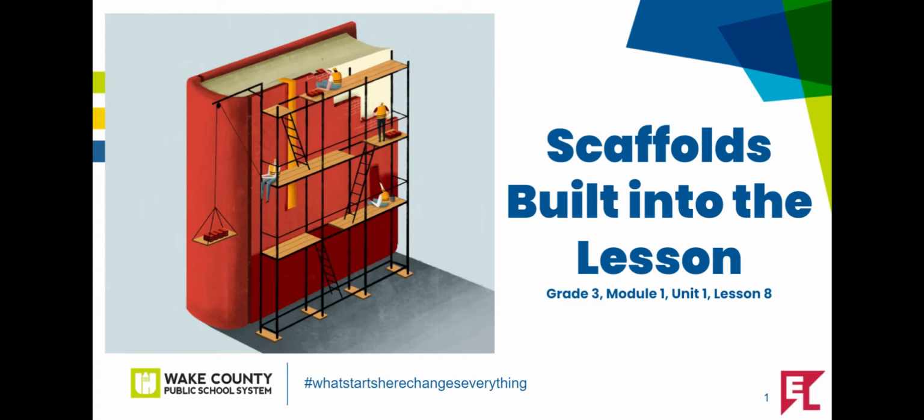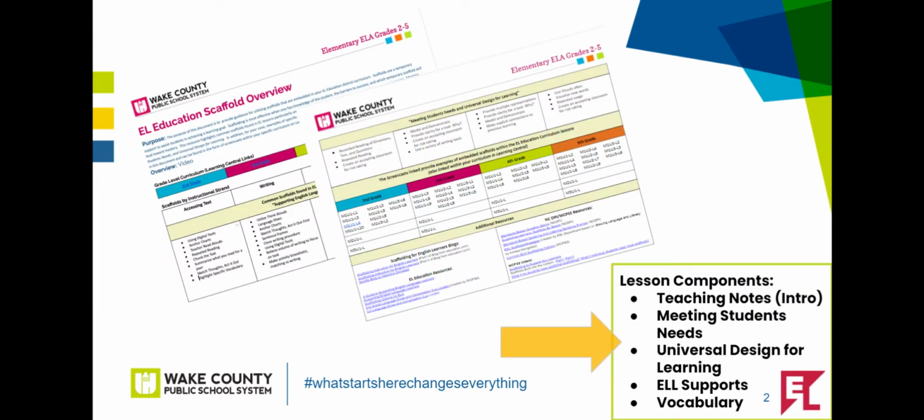Throughout this learning opportunity, we'll focus on examples of scaffolds that already exist within EL Education lessons using Lesson 8 from Grade 3, Module 1, Unit 1. An EL Education Scaffold Overview document for elementary ELA grades 2 through 5 can be found in Learning Central under the appendix within each grade level module and in the teacher planning tools for your grade level curriculum. Please refer to this document for additional supports as you plan.